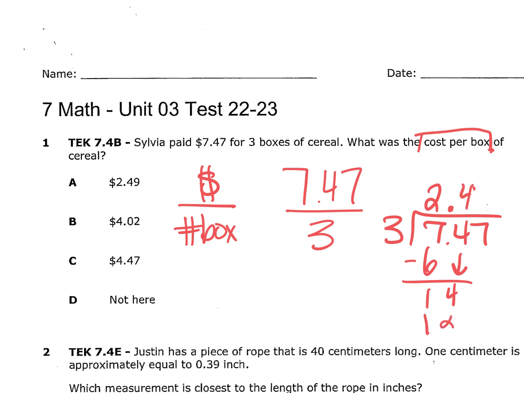That'll be 12. Got 2 left over. Bring down the 7. 3 goes into 27 9 times. So that means for 1 box, it is $2.49. So your answer is A.